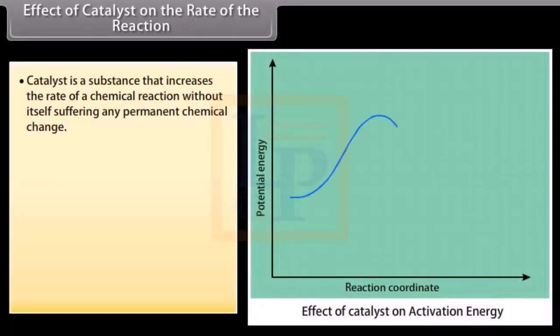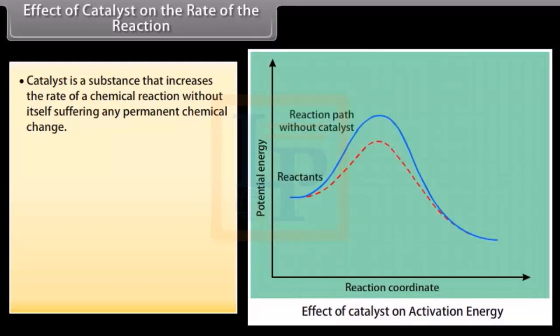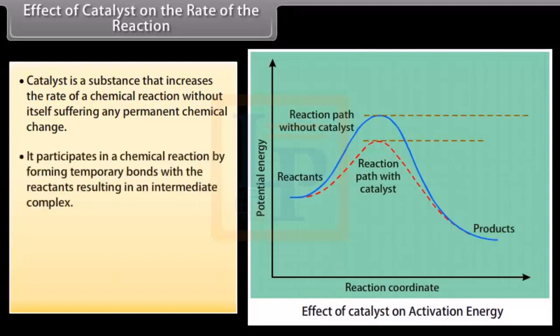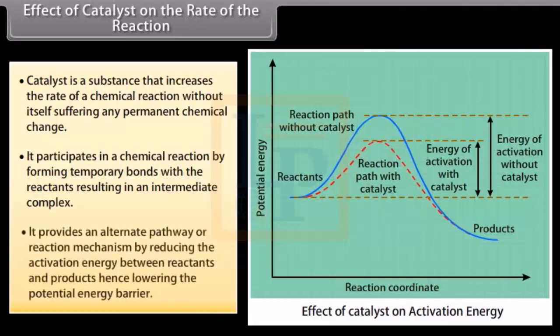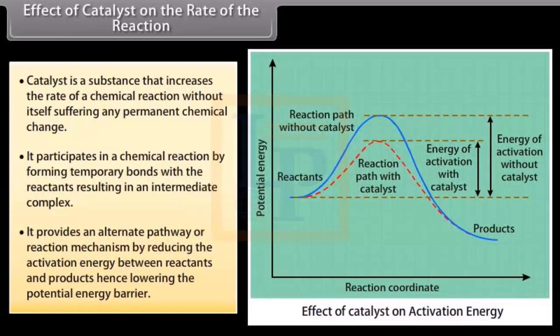Effect of catalyst on the rate of the reaction. Catalyst is a substance that increases the rate of a chemical reaction without itself suffering any permanent chemical change. It participates in a chemical reaction by forming temporary bonds with the reactants, resulting in an intermediate complex. It provides an alternate pathway or reaction mechanism by reducing the activation energy between reactants and products, hence lowering the potential energy barrier.